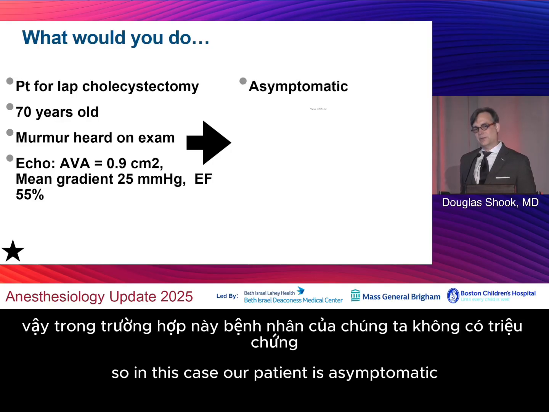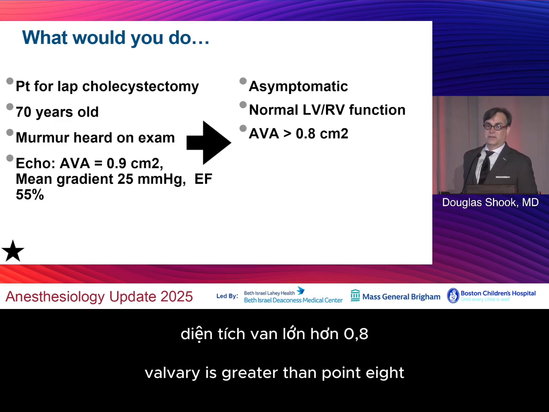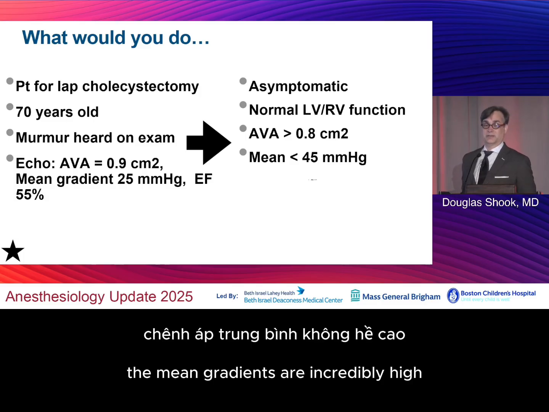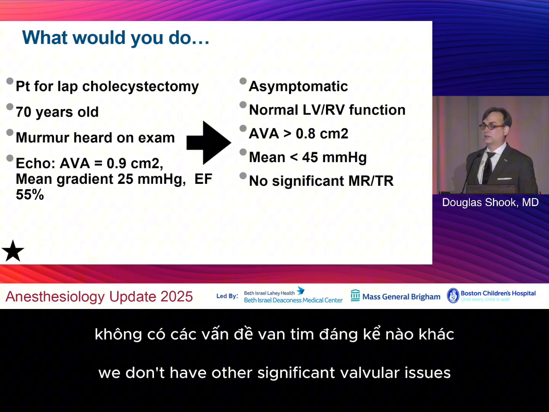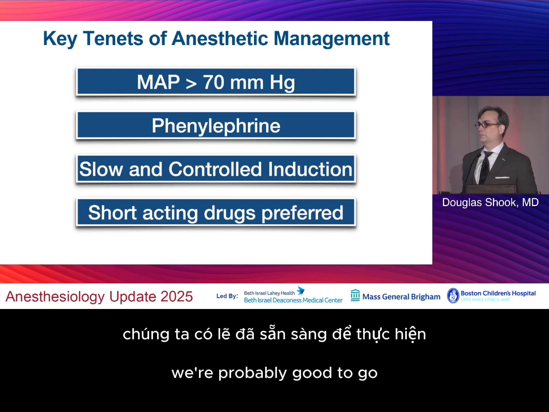So in this case, our patient's asymptomatic, normal biventricular function, valve area is greater than 0.8, so not a super small valve area. The mean gradients aren't incredibly high. We don't have other significant valvular issues, and no evidence of significant coronary disease. We're probably good to go.